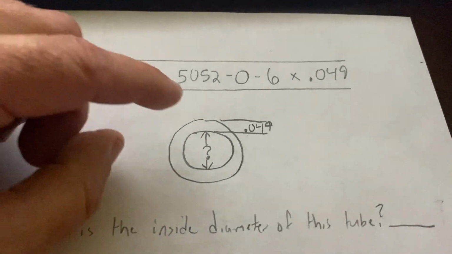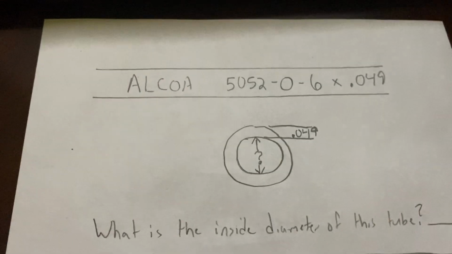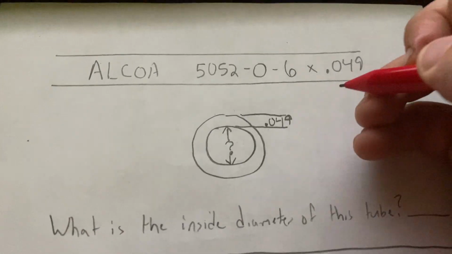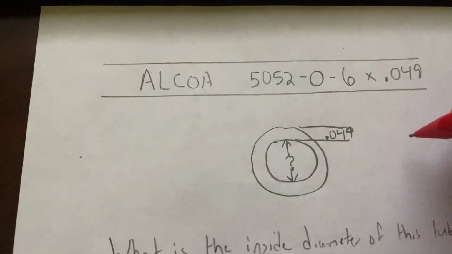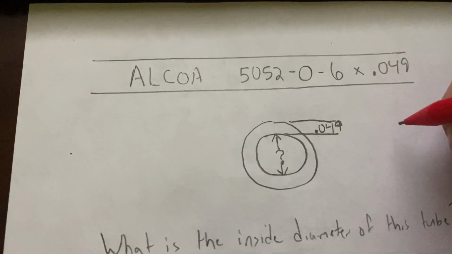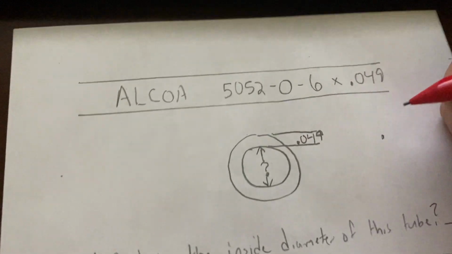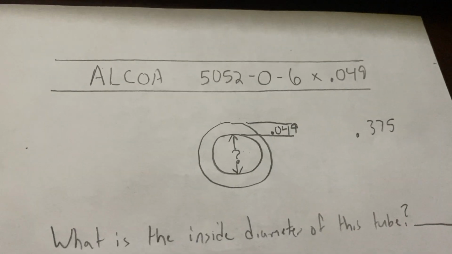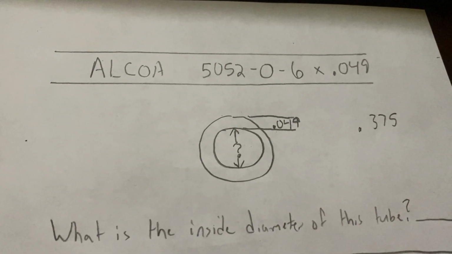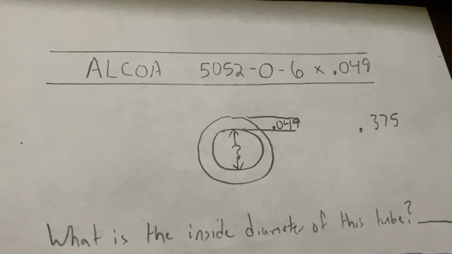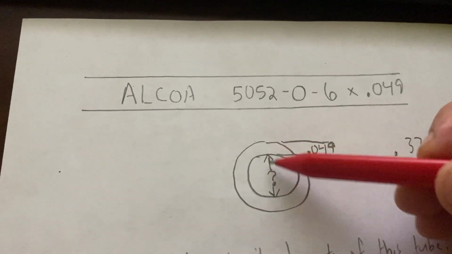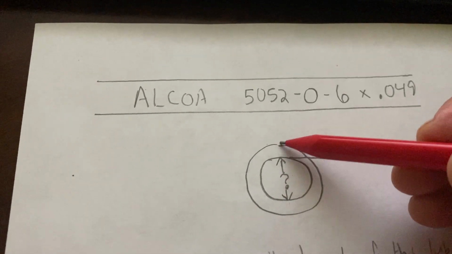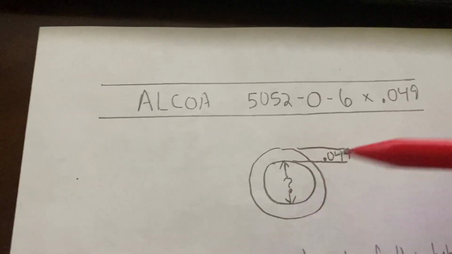So the way to do this is you take 3/8, and I'm going to use the decimal equivalent of 3/8 to make the math a little bit easier. The decimal equivalent of 3/8 is 0.375. That 0.375 is the outside diameter. Now the wall thickness is 49 thousandths, but there's one wall thickness and two wall thickness any time you measure across this tube, which is called the diameter.